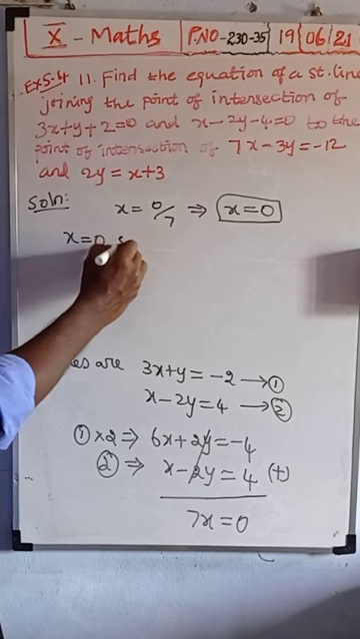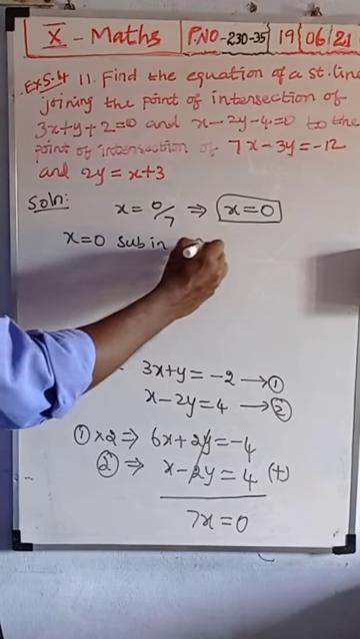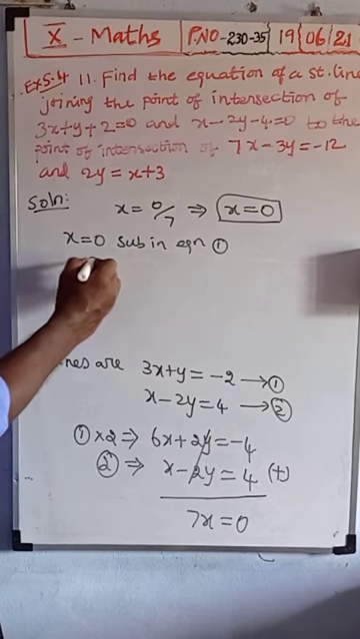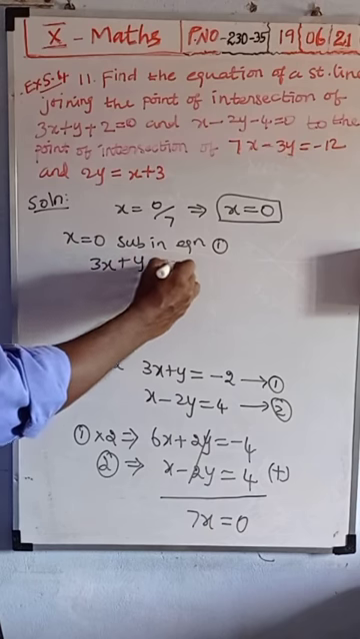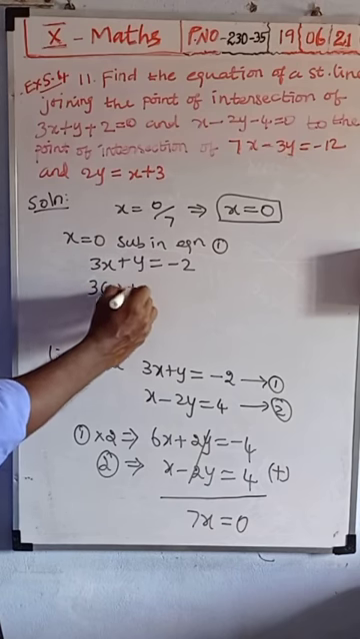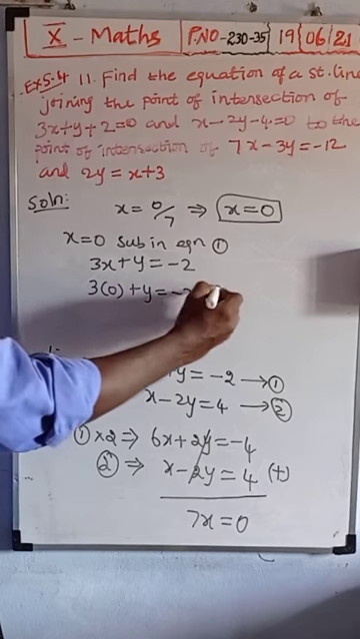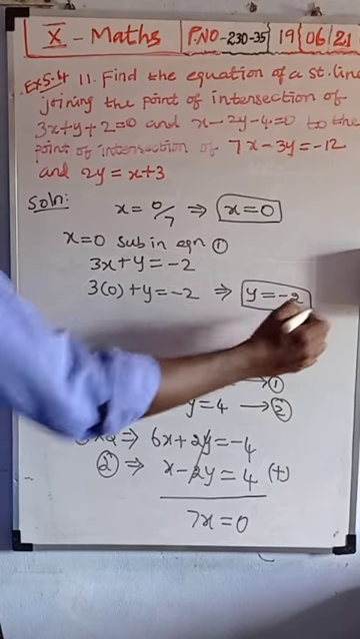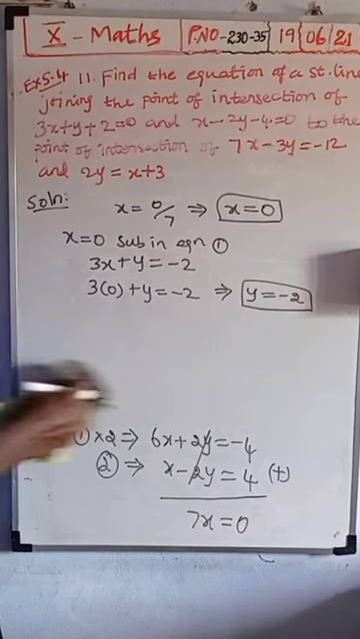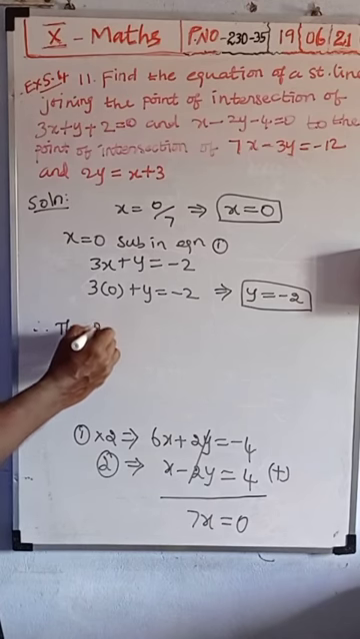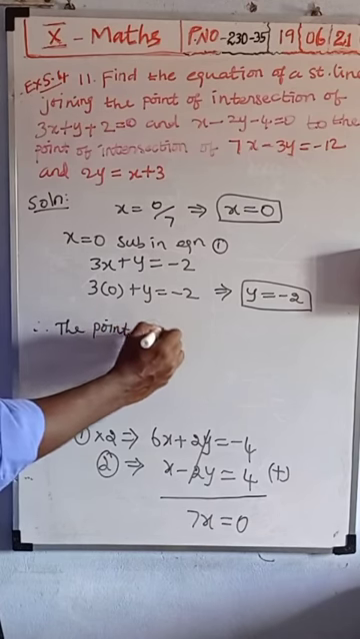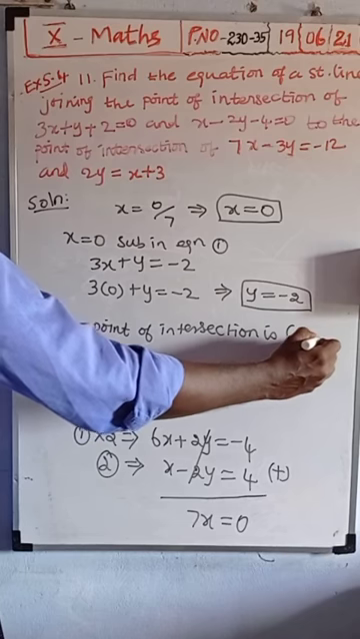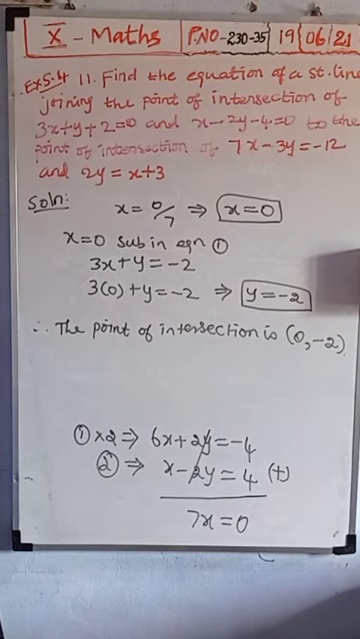Substitute x is equal to 0 in equation 1. 3x plus y is equal to minus 2, so 3 into 0 plus y is equal to minus 2. 3 into 0 is 0, so we do not consider it. So y is equal to minus 2. Therefore, the point of intersection is 0 comma minus 2. One point of intersection we received.